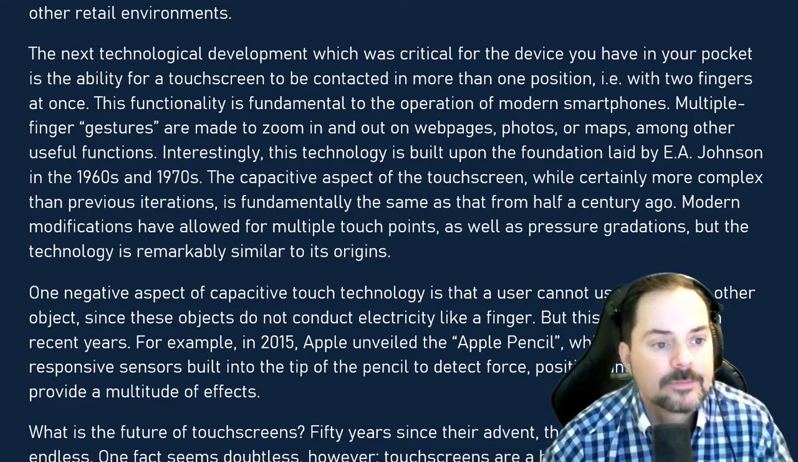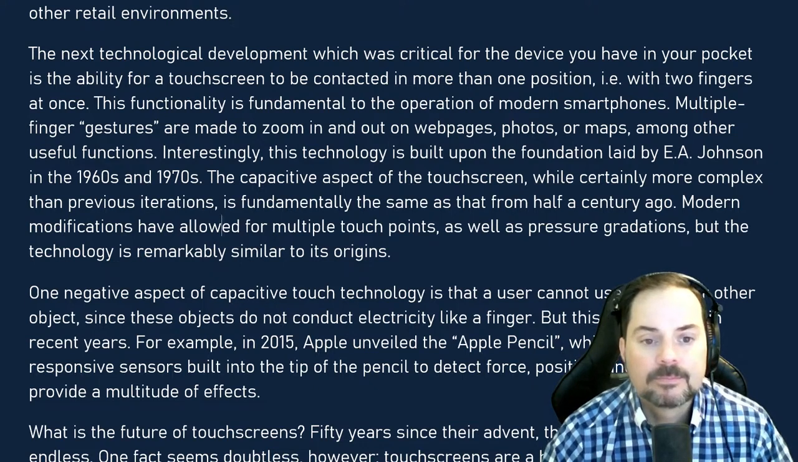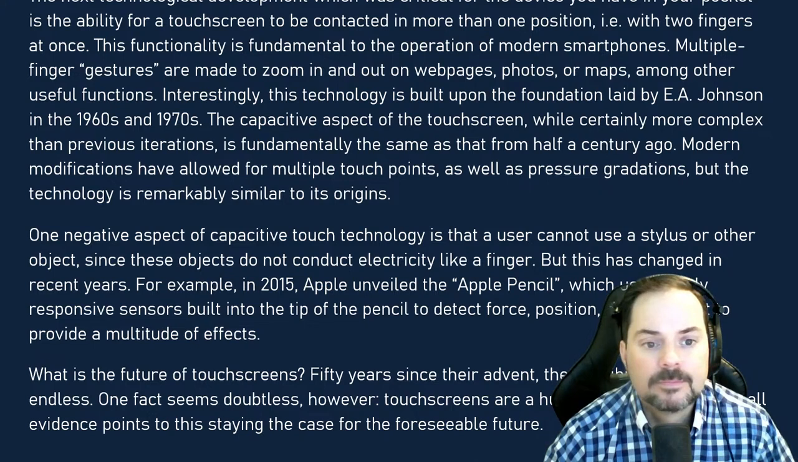The next technological development, which was critical for the device you have in your pocket, is the ability for a touch screen to be contacted in more than a position. For example, with 2 fingers at once. The functionality is fundamental to the operation of modern smartphones. Multiple finger gestures are made to zoom in and out on web pages, photos, or maps, among other useful functions.